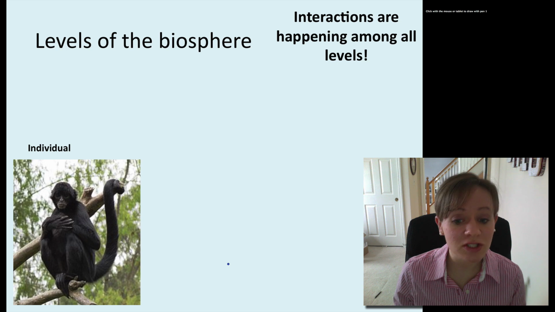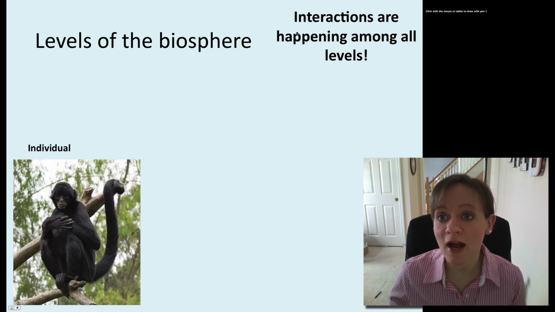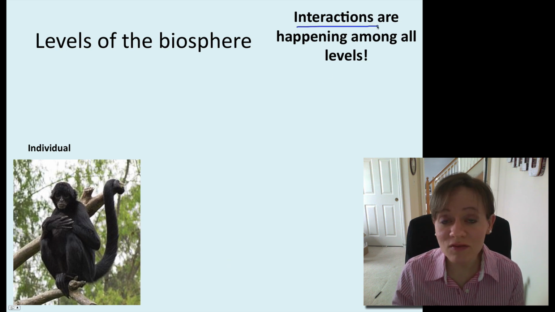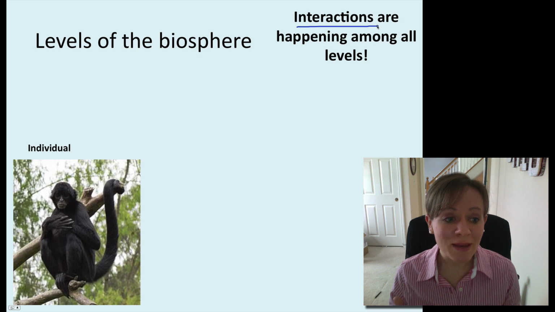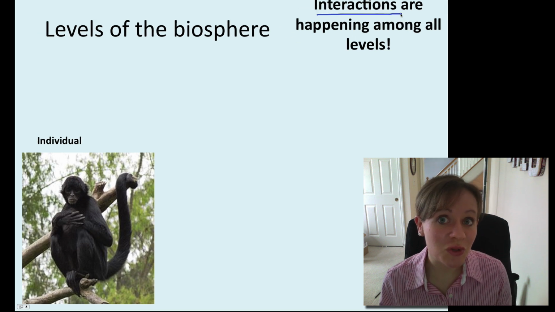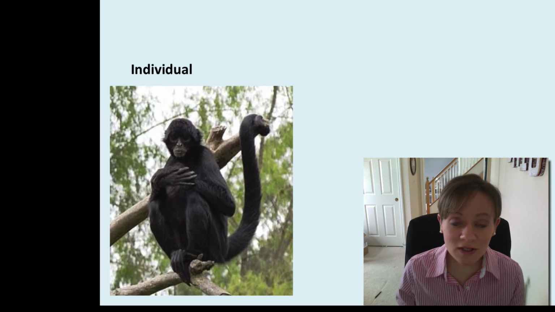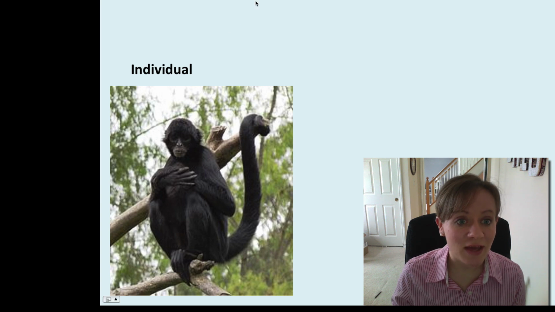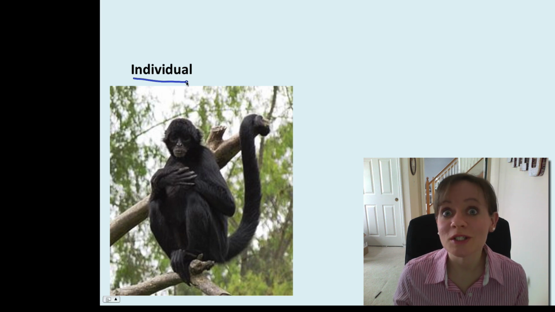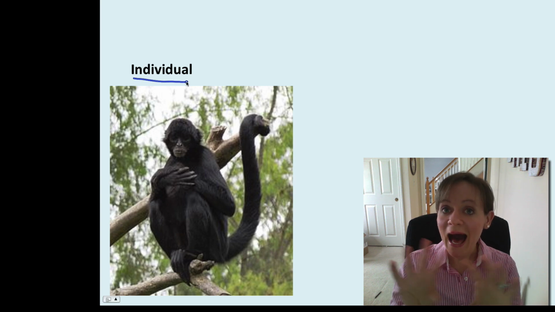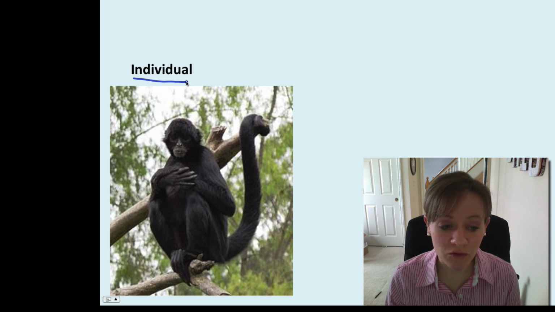Now remember, ecology is all about interaction, so I want you to remember that interactions are happening among all of these levels all of the time. So I came up with kind of a cute example to show you the levels of the biosphere. The very smallest level is that of the actual individual. And this is a cute little spider monkey who lives in the high canopy of the tropical rainforest.